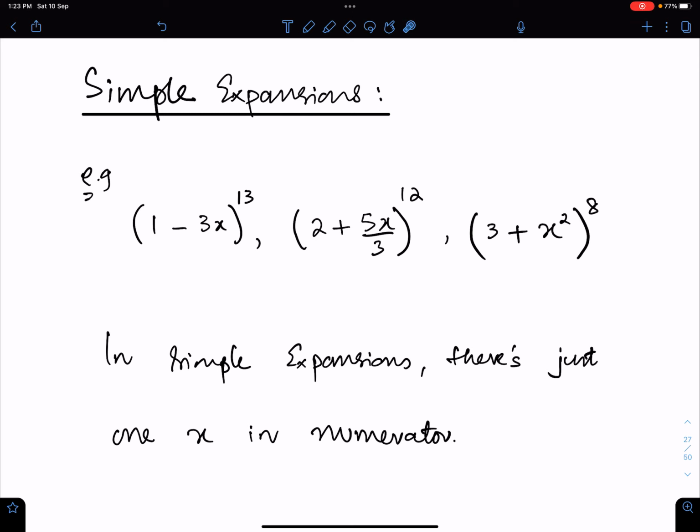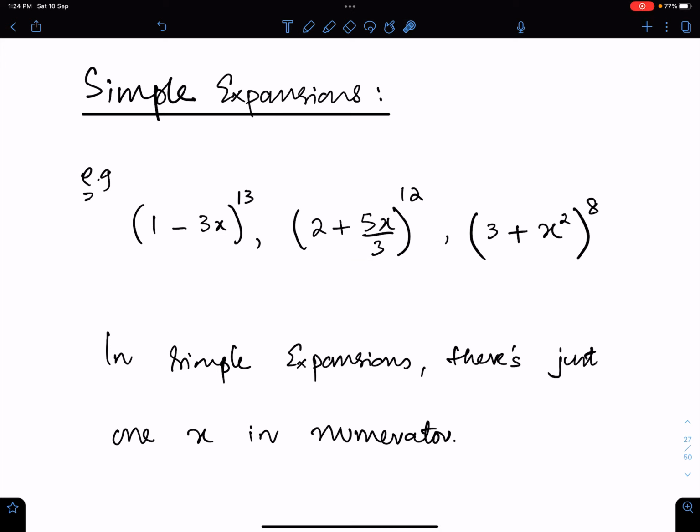Alhamdulillahi rabbil alameen. In this lecture, I will discuss simple expansions and the prediction of the term or the value of r according to the requirement in the simple expansion. Well, these are some examples of simple expansions.